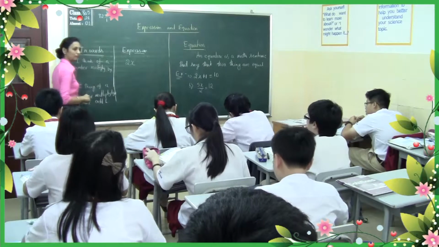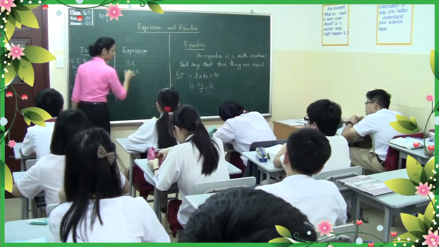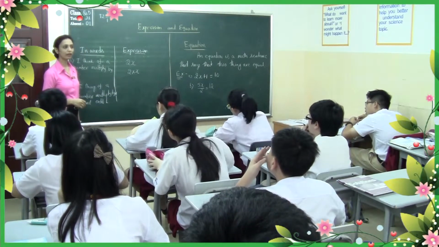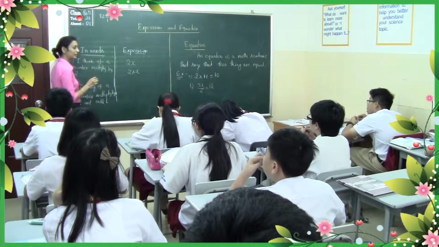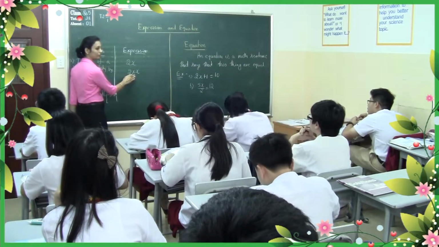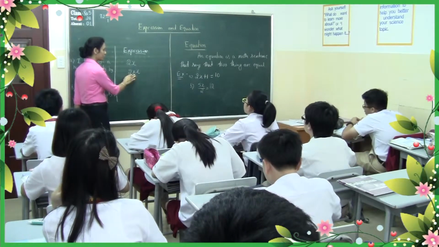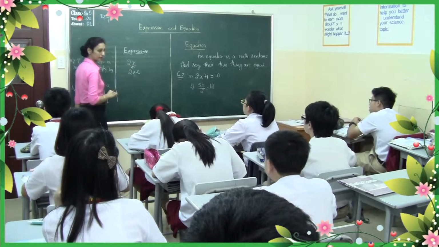2x. Right there. But if I'm going to write down 2 times x, is it correct? Is it the correct way of writing? Yes. No. Why is it no? Because algebra says that we should not use the multiplication sign. Right? In a product, we should not use the multiplication sign here. So the correct way of writing is 2x.